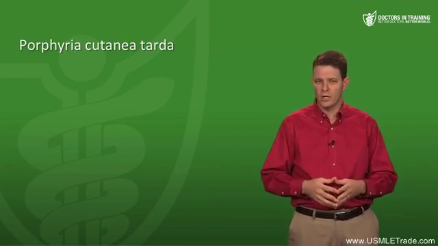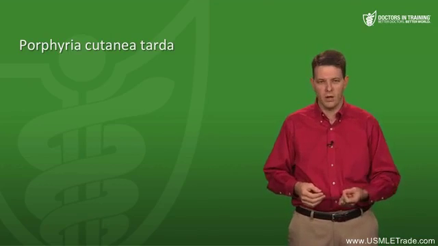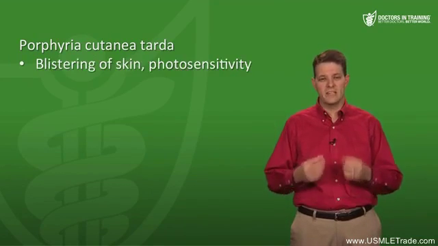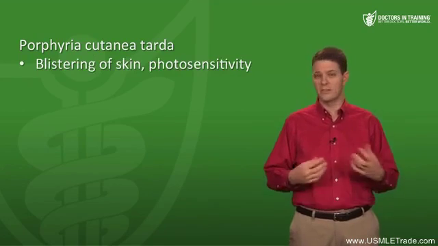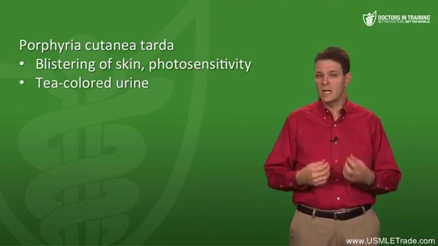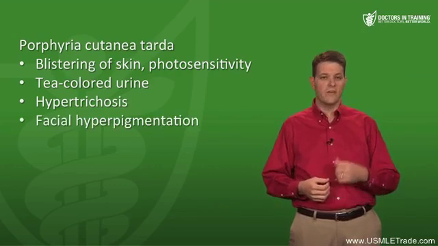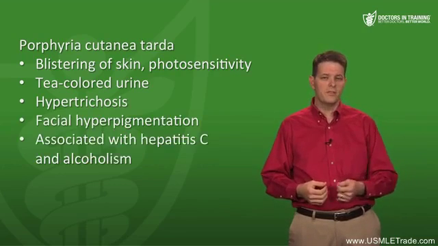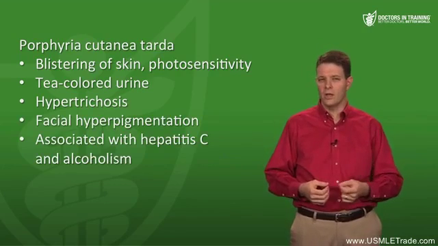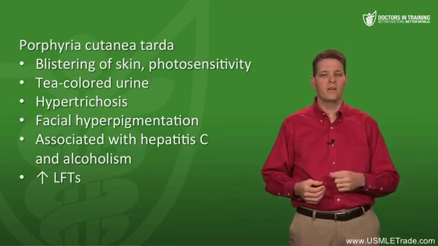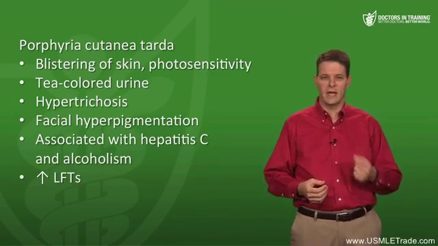The other type of porphyria you need to know is porphyria cutanea tarda, which is primarily a cutaneous problem, a skin problem. You can probably guess that from the name. But this is the most common form of porphyria. It causes blistering of the skin and photosensitivity, so these patients blister when they go out in the sun. They can also get tea-colored urine. They can have hypertrichosis or excessive hair growth. They can have facial hyperpigmentation, and it's associated with hepatitis C and also with alcoholism. Even without hepatitis C or alcoholism, this is nearly always associated with elevations of LFTs like AST and ALT.